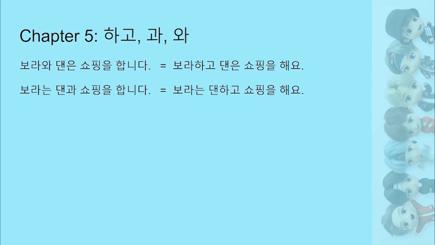And so that first sentence, 보라하고 댄은 쇼핑을 해요. So that's Bora and Dan as the subject go shopping. So Bora and Dan go shopping. The second sentence varies a little bit because it's 보라는 댄과 쇼핑을 합니다. And the yo form equivalent, 보라는 댄하고 쇼핑을 해요. So that changes the subject a little bit from Bora and Dan go shopping, to Bora goes shopping with Dan.